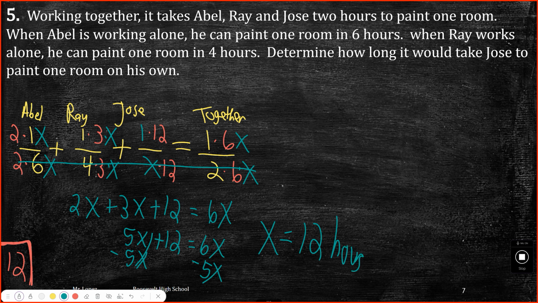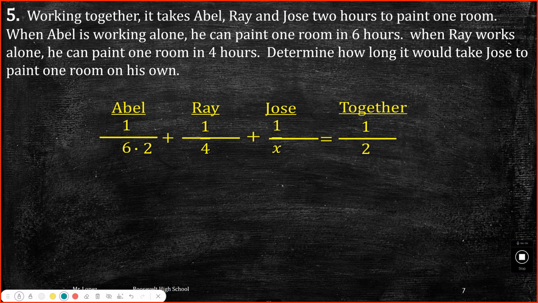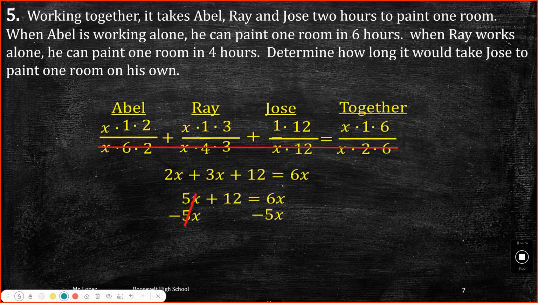So we have found Jose to be the lazy guy. He just wants to get paid just the same and not do a lot of work. So there's that. And we got x equal to 12.